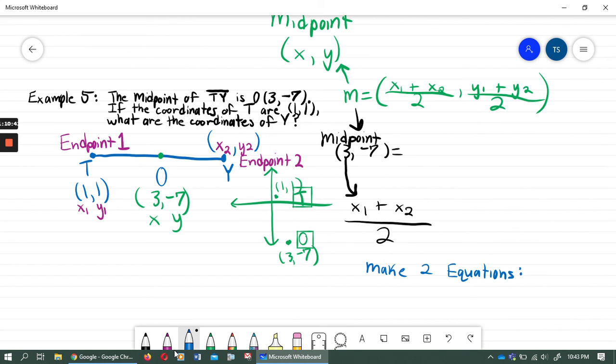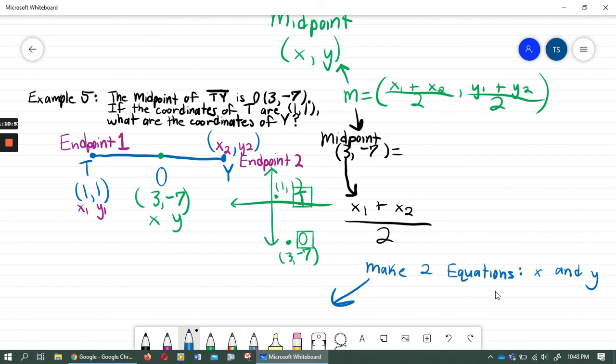Okay, so the equation that's dealing with the x value and the equation that's dealing with the y value. I know that may not even look like an "and" right there, but that's okay. All right, so two equations that we're gonna make.